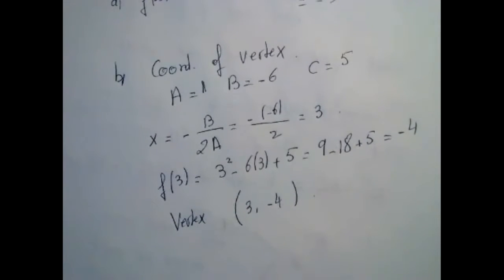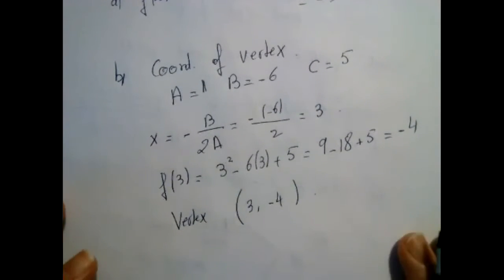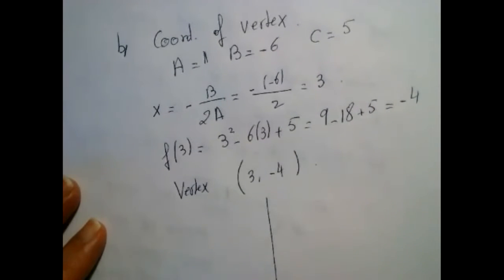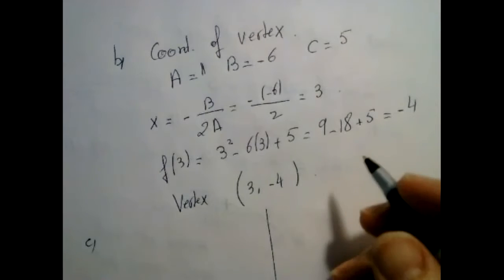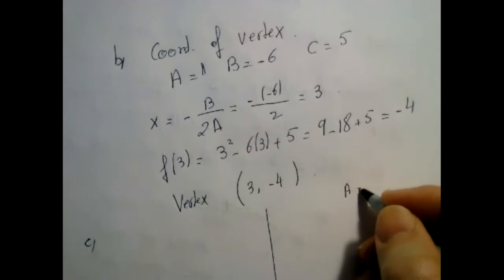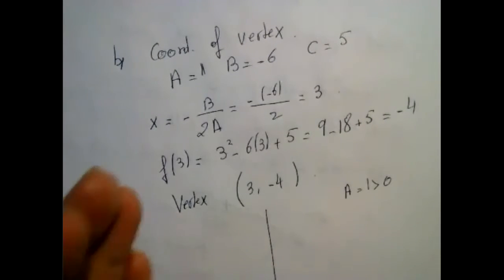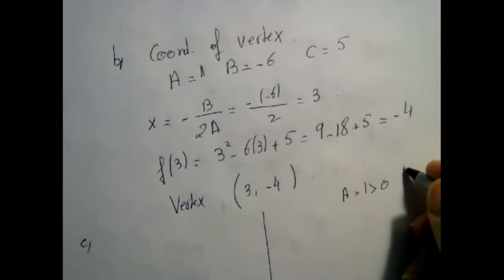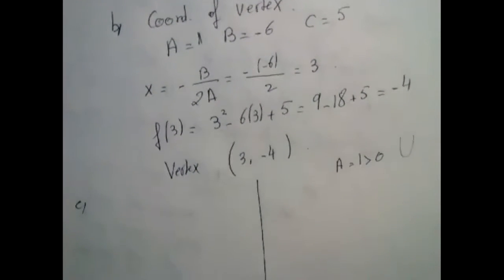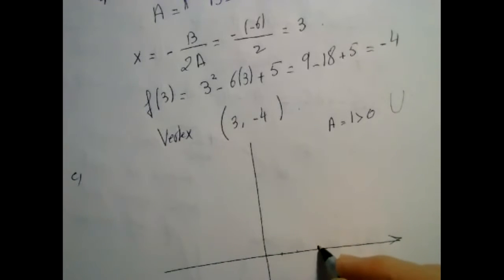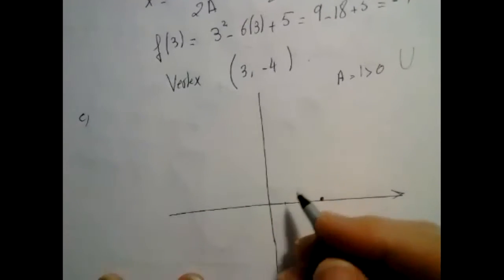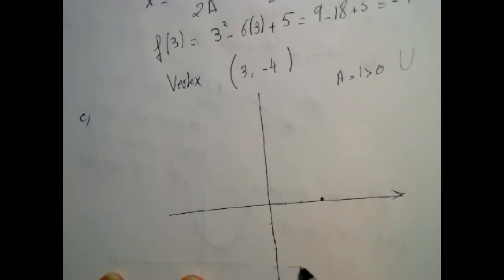All right. So now I can graph, because that's what the question is. So let's graph it. All right, two things. First, a in this function is 1, which is positive. So it's a parabola concave up. So that's the shape. Now I know the vertex. The vertex is 1, 2, 3, and minus 4. My vertex is right here.